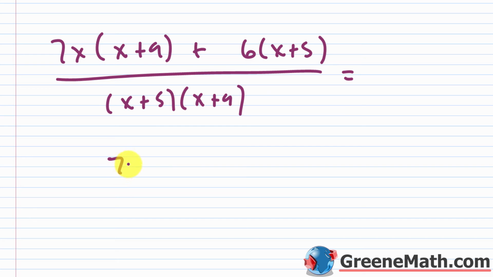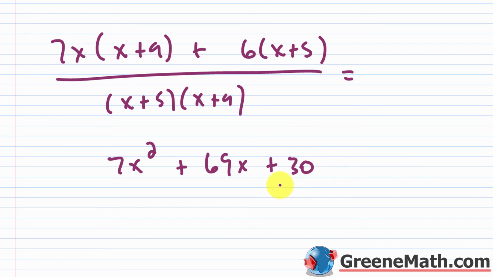7x times x is 7x squared. Then plus 7x times 9 is going to be 63x. Then plus 6 times x is 6x. Then plus 6 times 5 is 30. Let me simplify this now. 63x plus 6x is going to be 69x. So put that there like that. Get rid of this. Put plus 30 there.